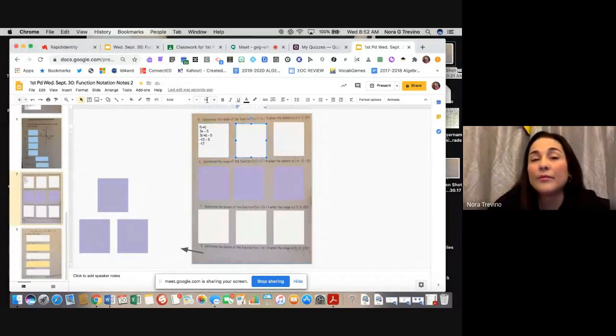Then you go to the next one because they're giving you different inputs, different domains. So the next one is 2. They're really telling you to find f of 2: take the function f, 3x minus 5, and input a 2 now. 3 times 2 minus 5. So 3 times 2 is 6. 6 minus 5, well, that's just a 1.